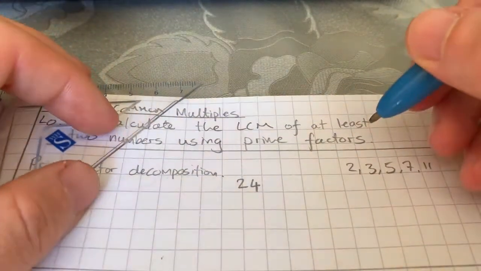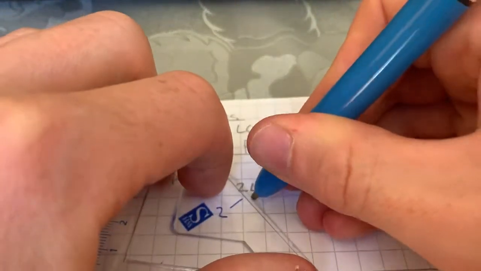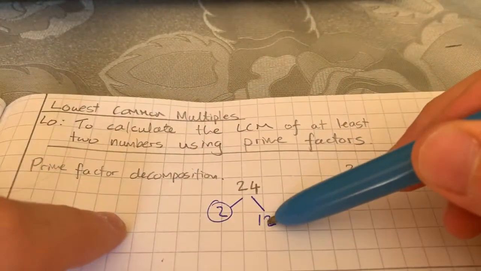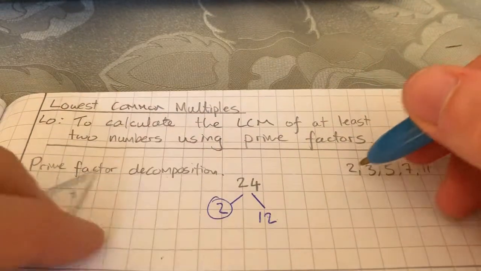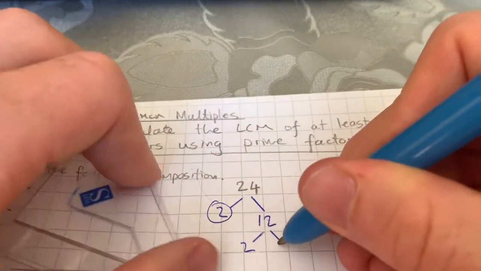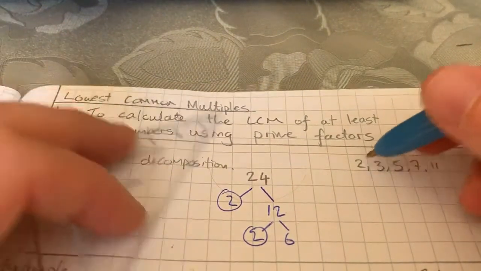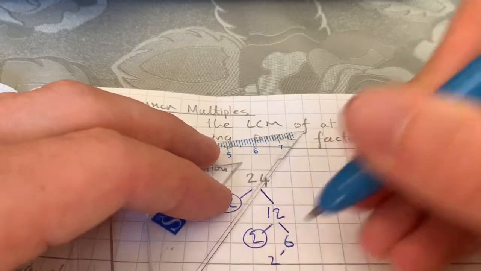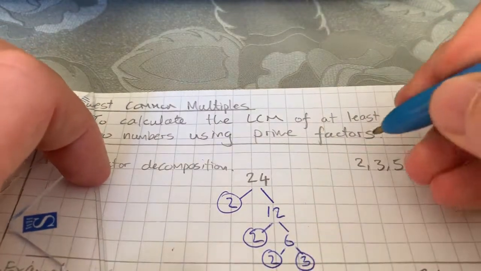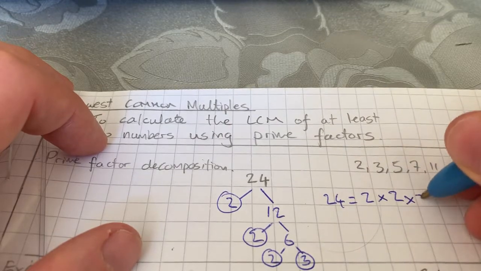So if you have 24, look at the lowest prime that goes into it, which is 2. 24 divided by 2 is 12. Signal that I've got a prime there. Then 12, look for the lowest prime number that goes into it, which is 2 again. 12 divided by 2 is 6. Signal that's a prime. The lowest prime number into 6 is actually 2 once again. So I've got 2, and then 6 divided by 2 is 3. They're both primes. So 24 is 2 times 2 times 2 times 3.